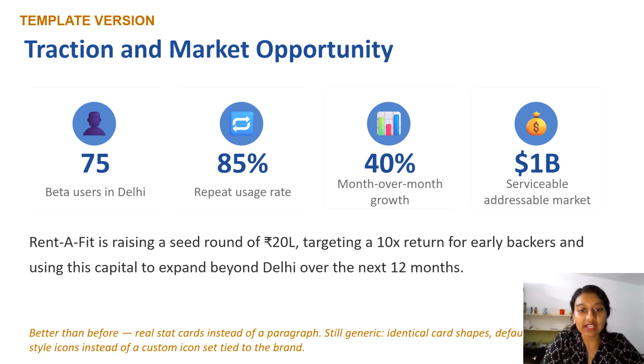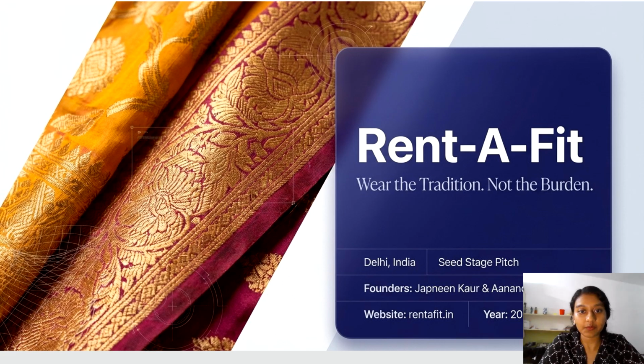See, now this shows the data clearly, but this is something you would want to read through. But why would anybody want to look through it? So visual interest is something we still need to work upon. Like this is better than before. It has real stat cards instead of a paragraph, but it's still very generic. So how to upgrade your presentation?